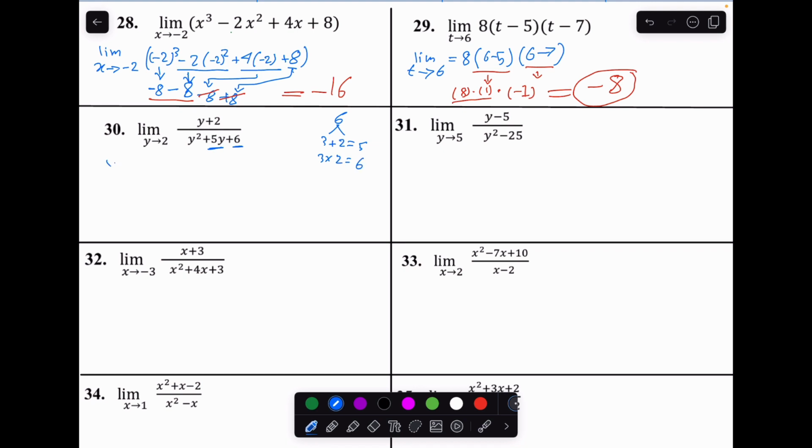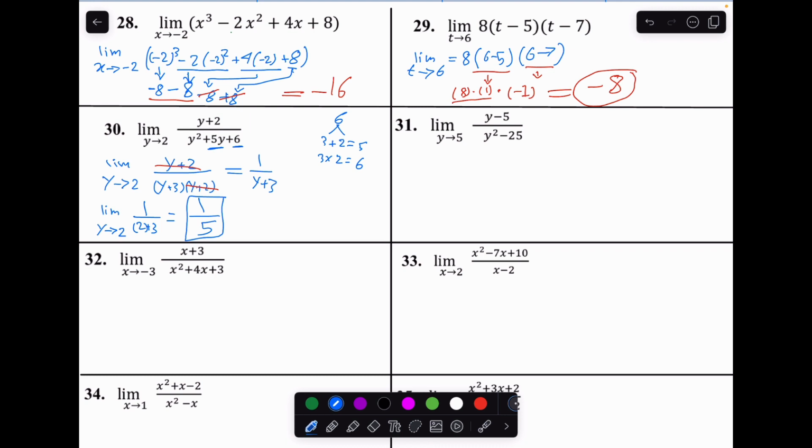So limit when y is approaching 2, y plus 2 over y plus 3 multiplied by y plus 2. We can cancel this, leaving 1 over y plus 3. So limit when y is approaching 2, 1 over 2 plus 3 is equal to 1 over 5.